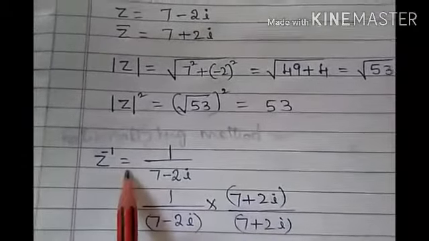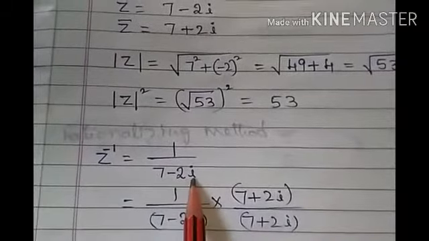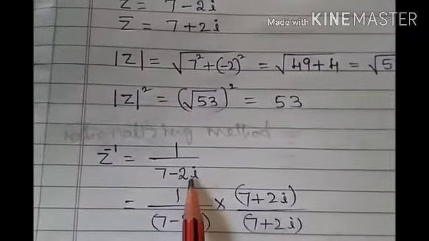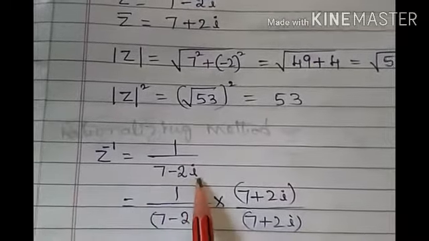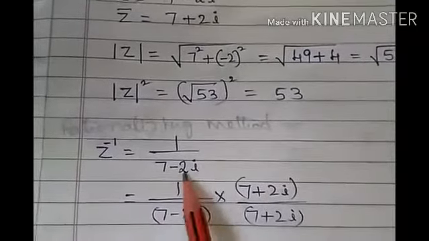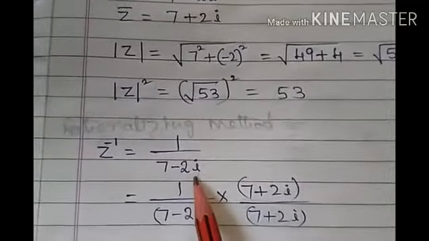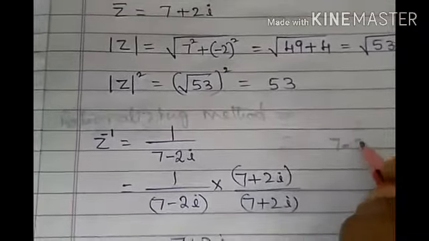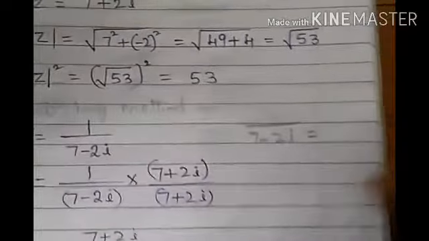Z inverse is equal to 1 by 7 minus 2i. Here 7 minus 2i is in the denominator, which means the imaginary part is in the denominator. To remove this imaginary part, you should multiply by the conjugate of 7 minus 2i. What is the conjugate of 7 minus 2i? It is 7 plus 2i.